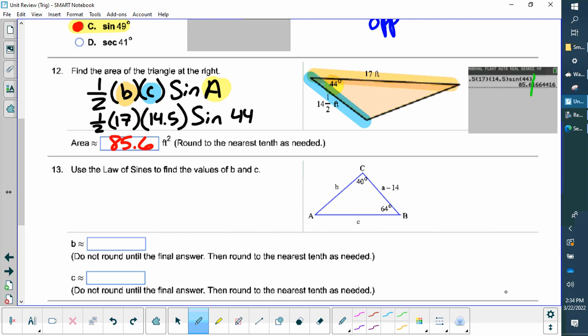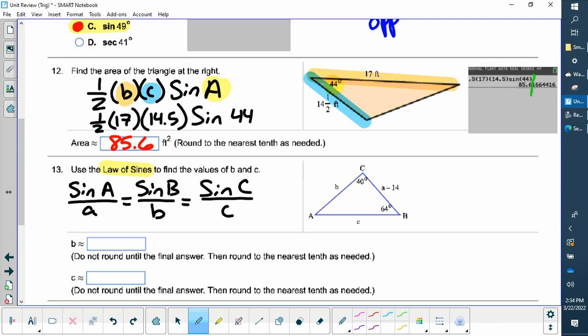This next problem says law of sines. Let me write the law of sines real quick. The law of sines looks like this. These fractions can be flip-flopped, but I believe that the textbook we use here writes it out like this: sines with the big letters on top, little letters on bottom, and there are 3 fractions here. Again, all of these can be flipped. The math works out the same.